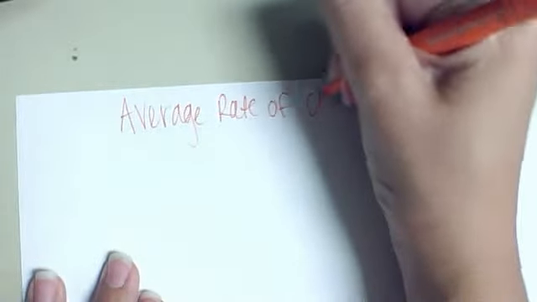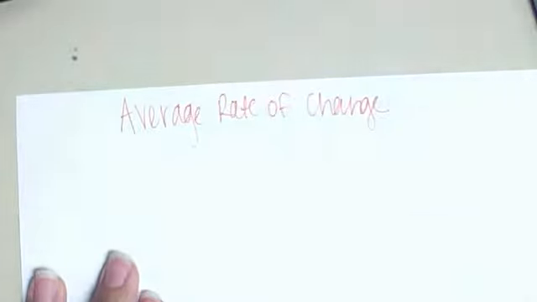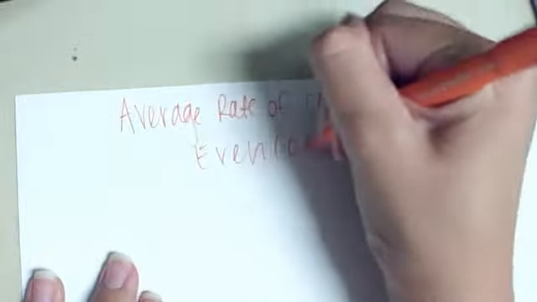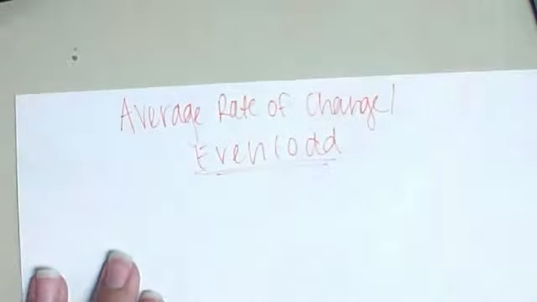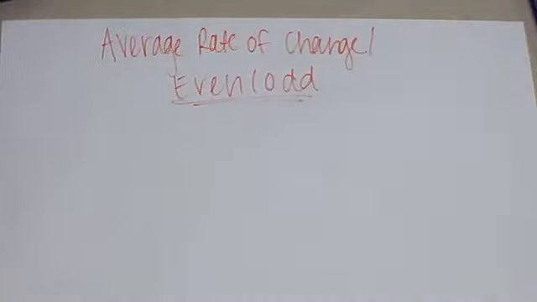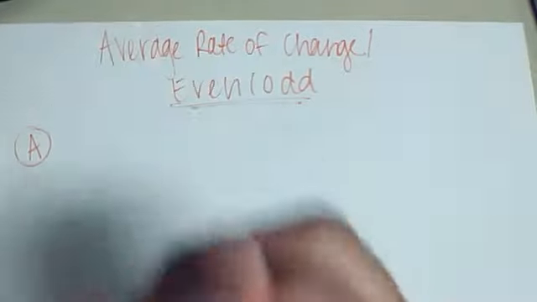Today's lesson in pre-cal is about the average rate of change, which is a fancy term for slope, and it's about even and odd functions and how to describe something's symmetry. We've kind of touched on that before, but we're going to touch on that again today. For part A, we're talking about the average rate of change.